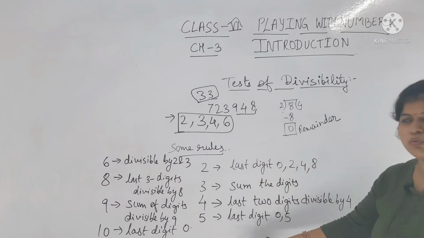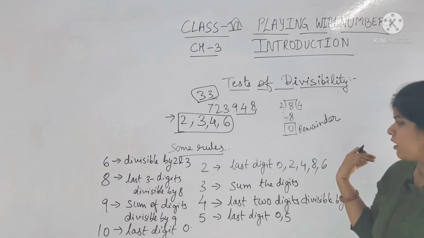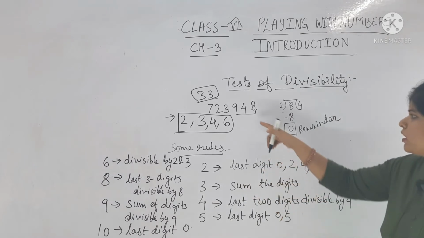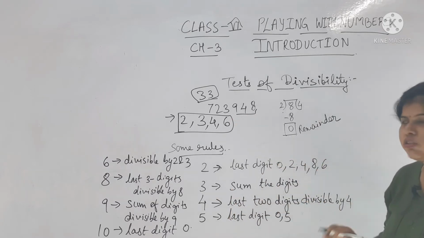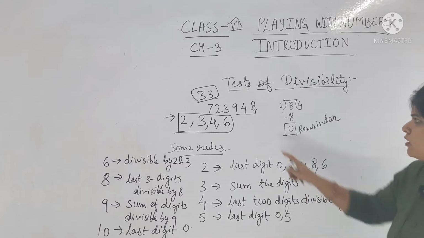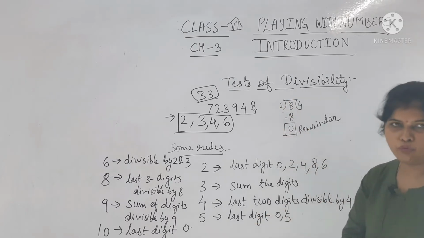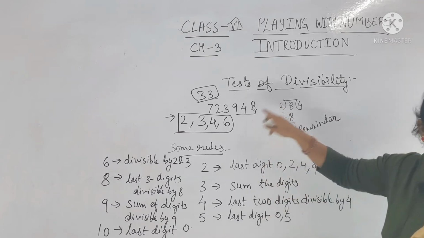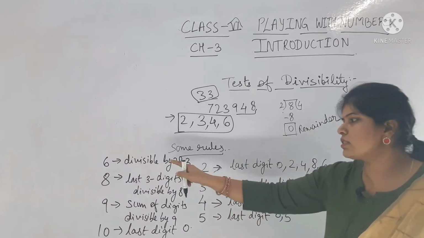Okay, so these are the rules. For 2, the last digit should be 0, 2, 4, 6, 8, means a multiple of 2. For 3, the sum of the digits is divisible by 3. For 4, the last 2 digits are divisible by 4. You have to divide the last 2 digits by 4. If the remainder is 0, it is divisible by 4. For 5, the last digit should be 0 or 5. For 6, if it is divisible by both 2 and 3, it is divisible by 6.